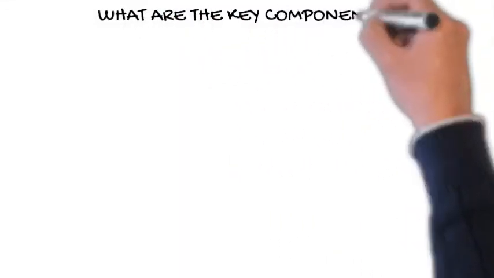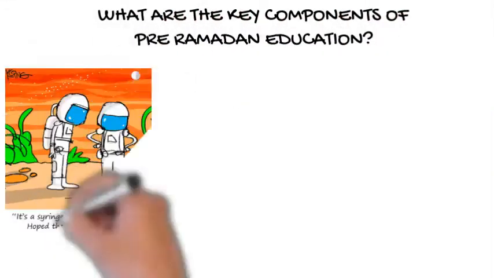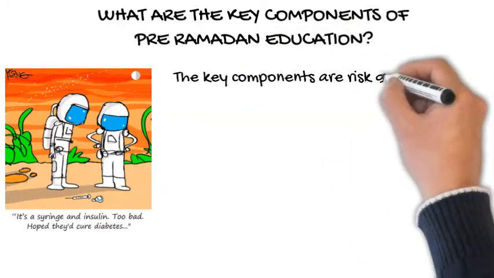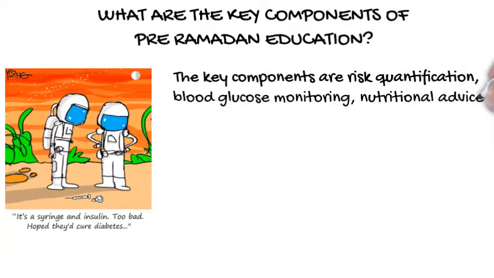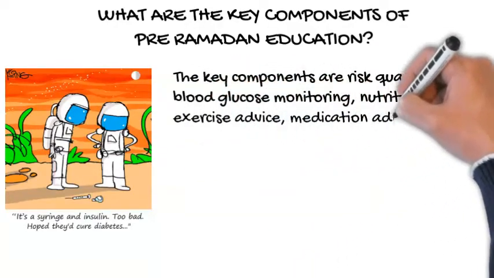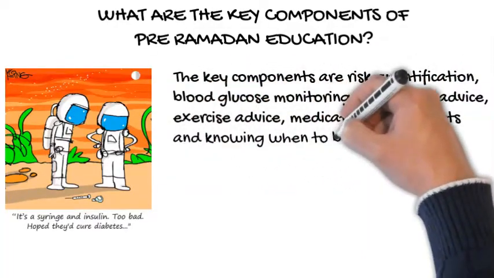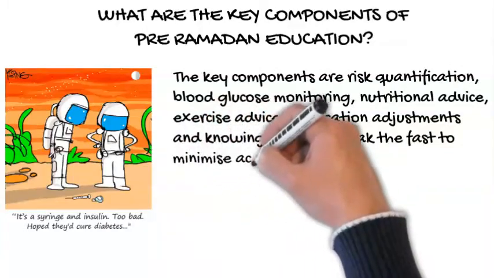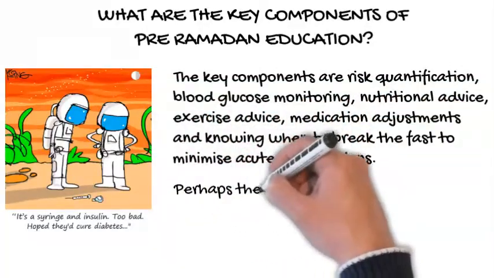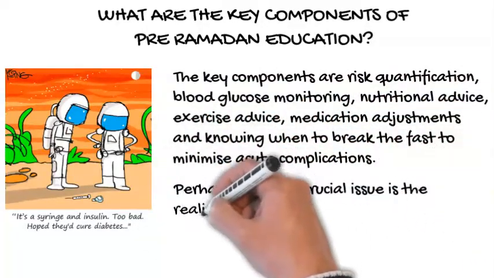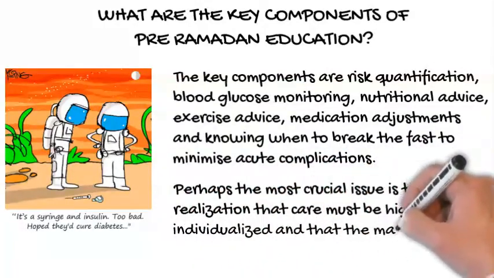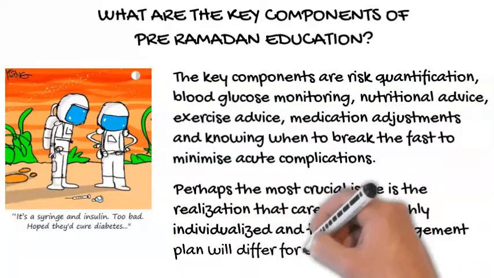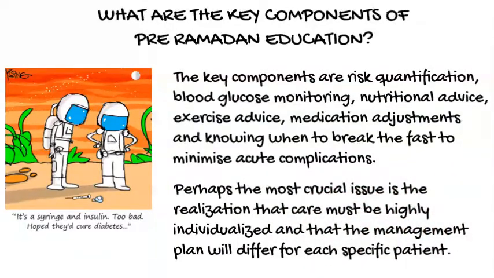What are the key components of pre-Ramadan education? The key components are risk quantification, blood glucose monitoring, nutritional advice, exercise advice, medication adjustments and knowing when to break the fast to minimize acute complications. Perhaps the most crucial issue is the realization that care must be highly individualized and that the management plan will differ for each specific patient.